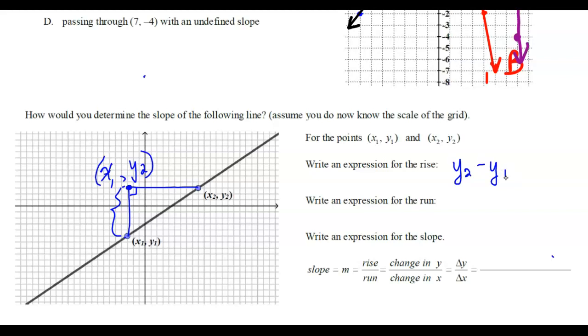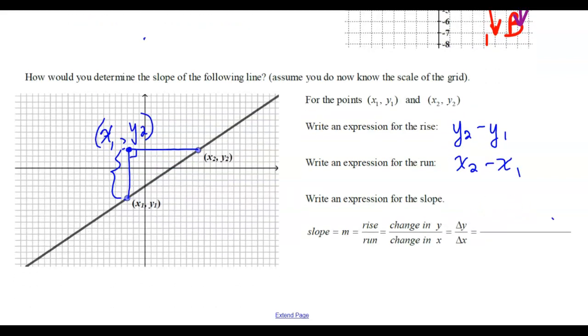Okay? Because we can't count them out. We don't know what the actual values are. So we go highest minus lowest. Then the run will be highest minus lowest horizontally. So that is another expression for the slope. Our rise will be y2 minus y1, and our run will be x2 minus x1. And that's the formula.